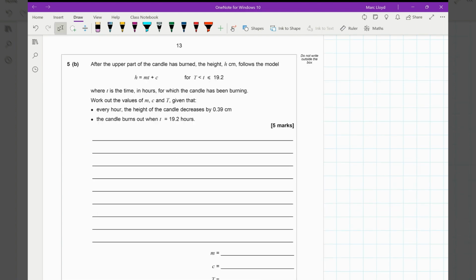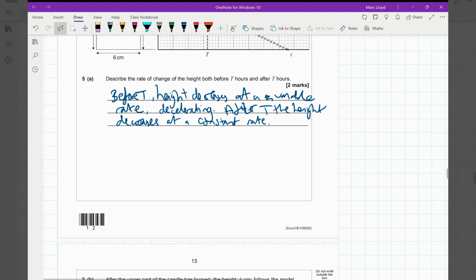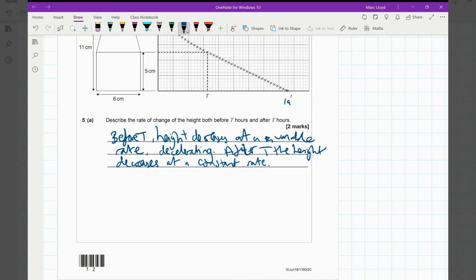After the upper part of the candle has burned, the height follows this model, where t is the time in hours for which the candle has been burning. Work out the values of m, c, and t, given that every hour the height of the candle decreases by 0.39 centimeters, and the candle burns out when t is equal to 19.2, which means on our graph, if I just go back up, I'm going to put 19.2 there.